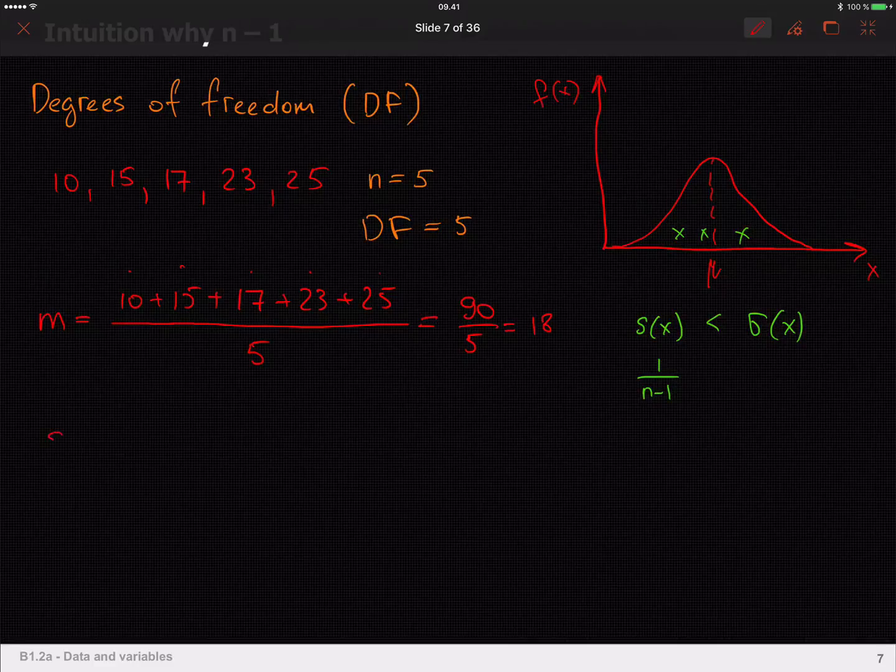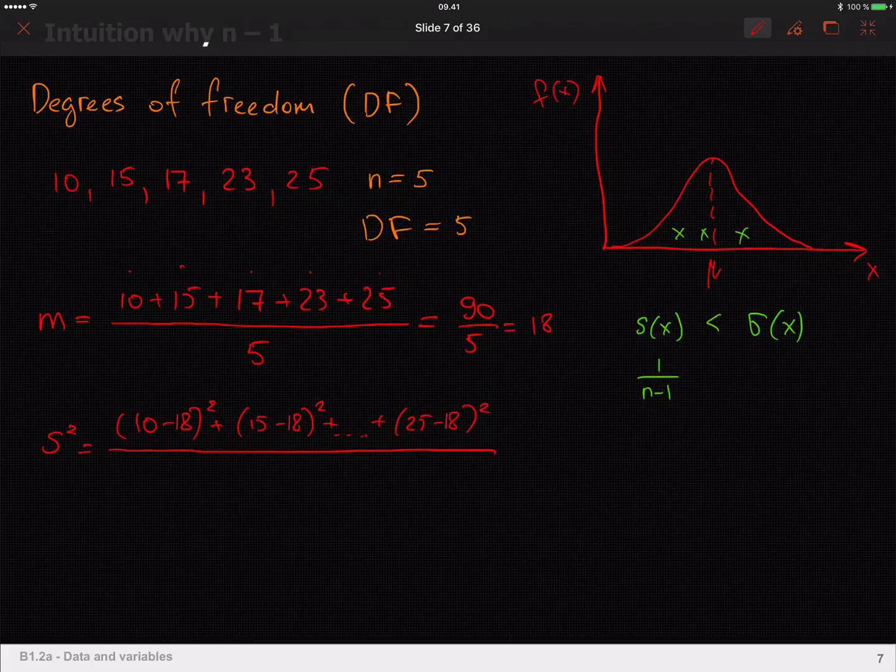Now we calculate the variance by taking 10 minus 18, squared, then plus 15 minus 18, squared, and so on and so forth, and then finally 25 minus 18, squared. Now look, the variance depends on m, and then it depends on the values x1 to x5. And because we are talking about random values, we assume that they are all independent. But it's not that anymore.